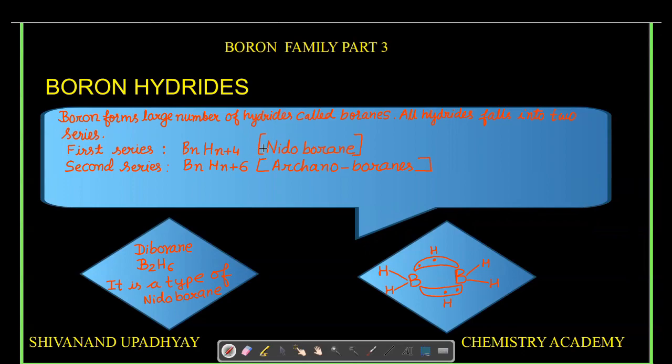So this series is known as nidoborane, and this series is known as arachnoborane. These names are not important according to our syllabus, but you should know that diborane will be obtained when n is equal to 2. If I put n equal to 2 here, then it will be B2H6. So diborane is a type of nidoborane, right? It is a type of nidoborane.